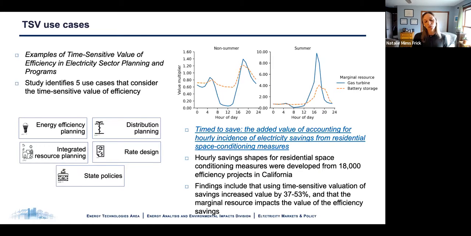And then most recently, a report that my colleagues wrote looked at the hourly saving shapes from residential space conditioning measures from 18,000 efficiency projects in California. And the findings from that report found that using the time-sensitive value of efficiency increased the value of the air conditioning savings from 37 to 53%, so significant increase. And then also that the marginal resource is going to impact the value of your efficiency savings, which is what those charts show.